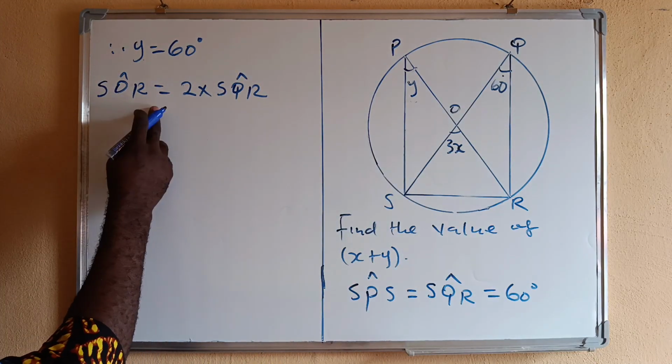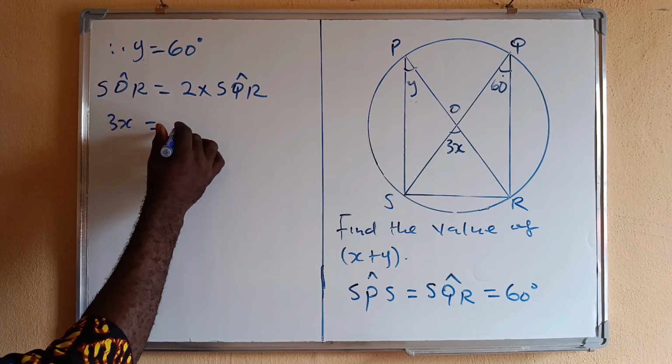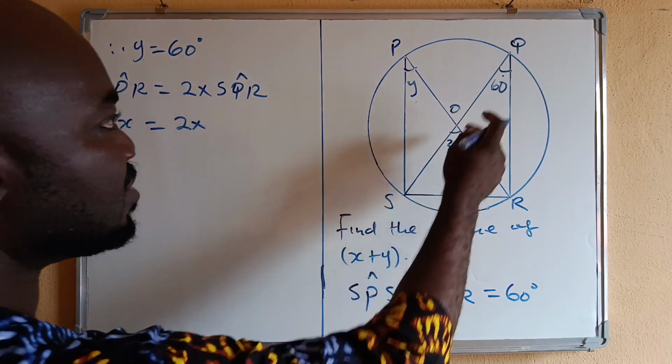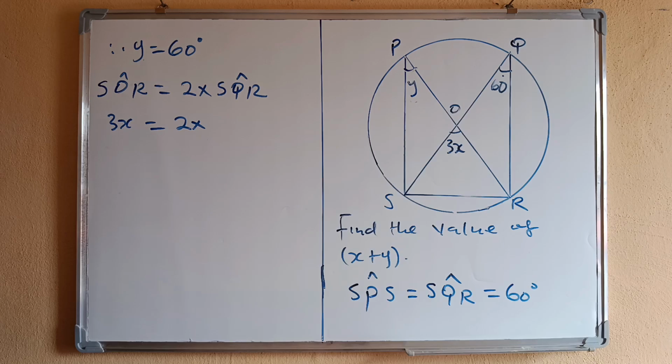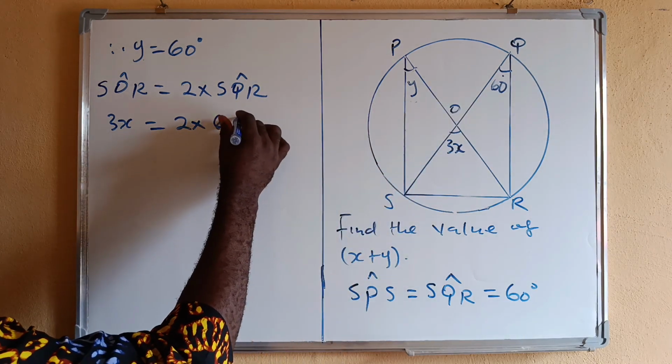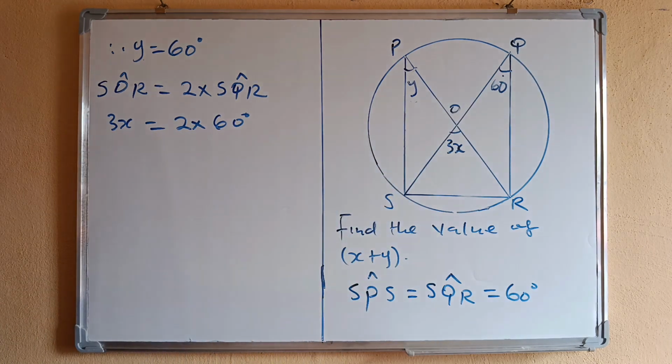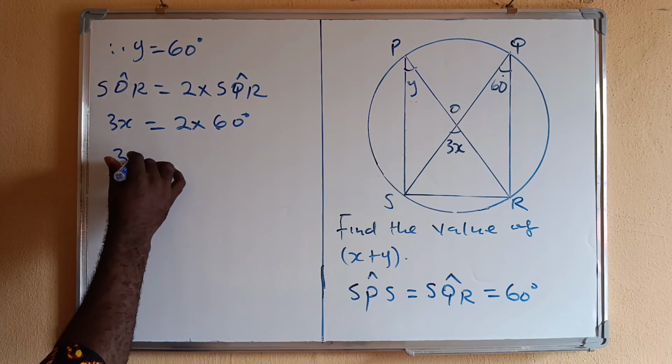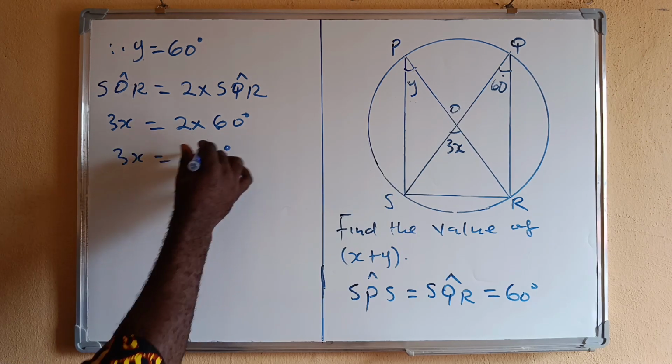Fine. So what is angle SOR? It is 3x, then 2 times what is angle SQR? It's 60 degrees, which is the same thing as y. So we have 3x equals 2 times 60, which is 3x is equal to 120 degrees.